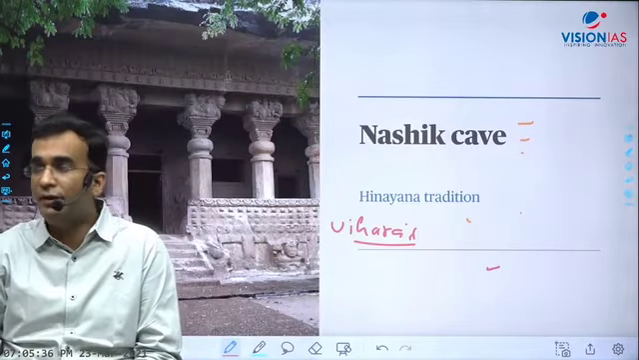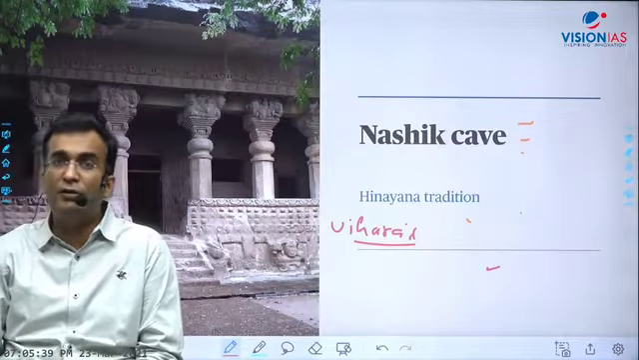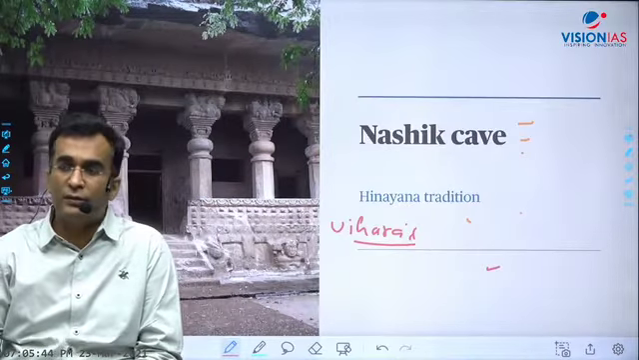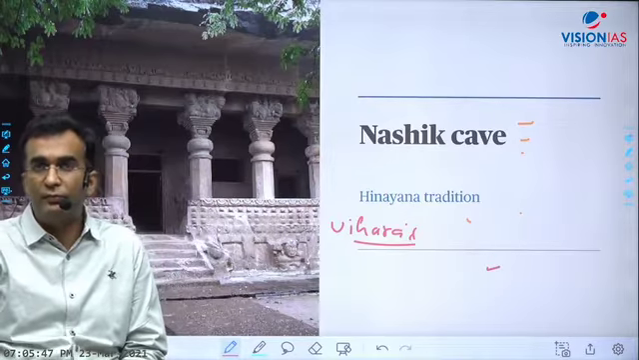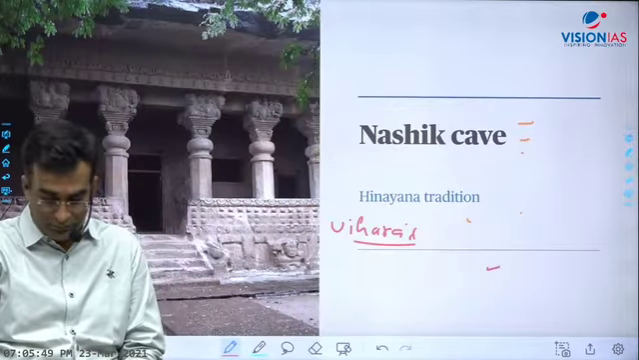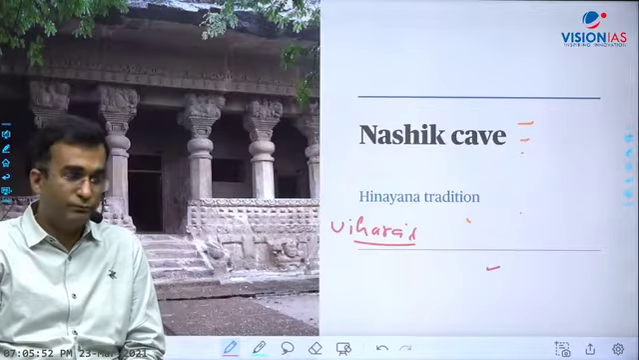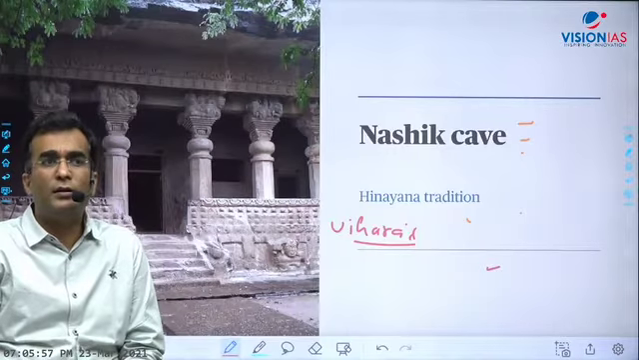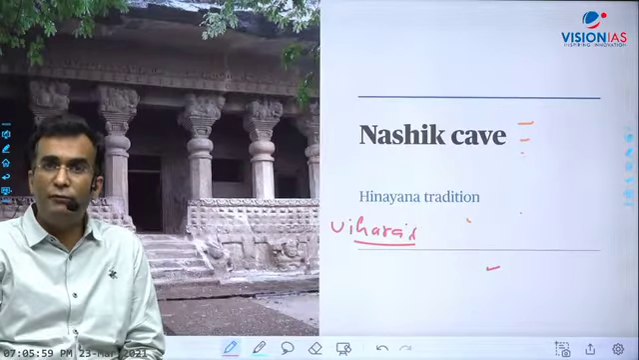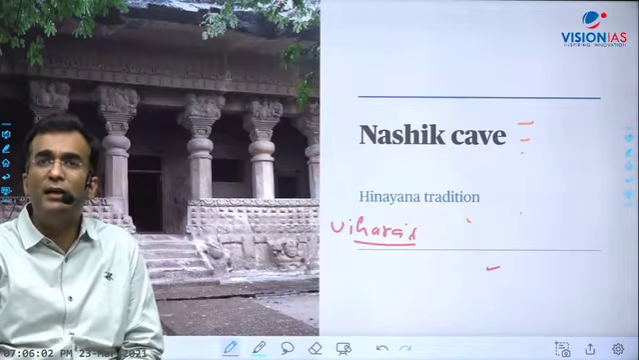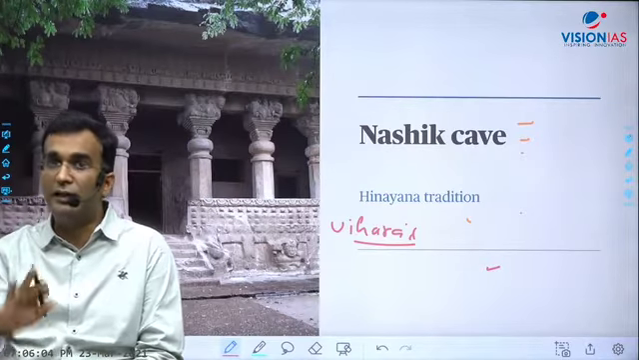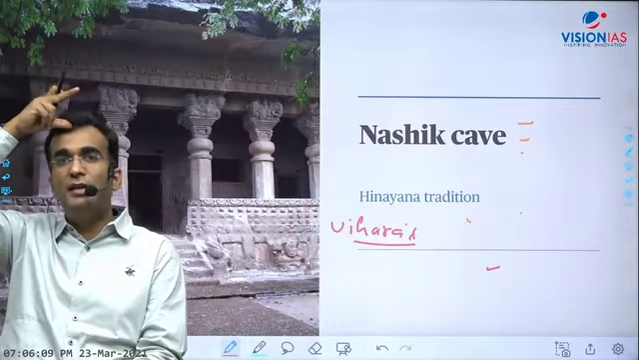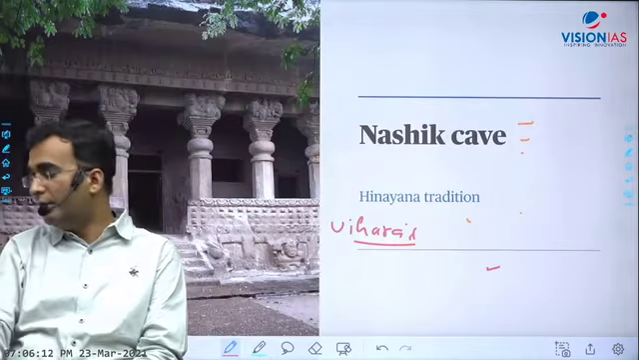Nasik is very important from the perspective of Hinduism. Then you mention it's the place of Kumbh Mela. That's the last of the Kumbh. First Kumbh happens at Haridwar, then Prayag, then Ujjain, and then Nasik. So, Kumbh Mela.